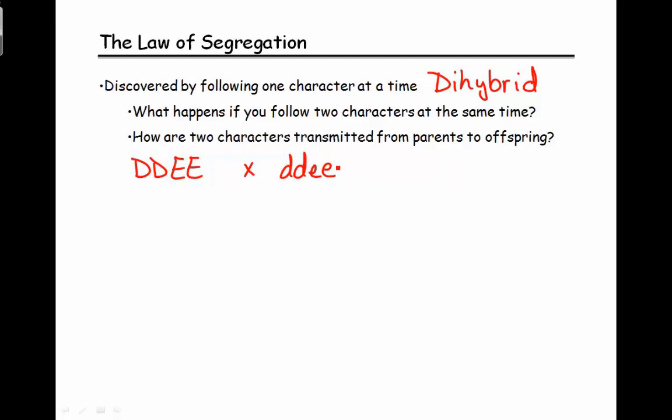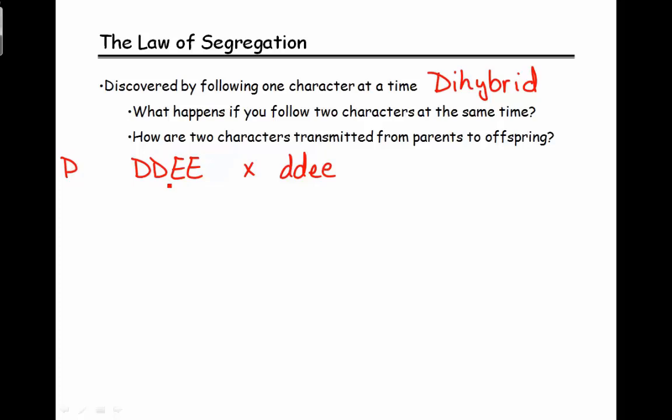Now notice, if we're looking at two genes at a time, we've got two alleles of D and two alleles for E in each one of these individuals. This was Mendel's P generation, so this is still the parental generation, and these are going to be true breeding parents because they are homozygous for both of the genes that we're looking at. So Mendel really wasn't too curious as far as what was going to happen when he crossed these two true breeding parents with each other, because if you look at it, there's really only one possibility that we can get.